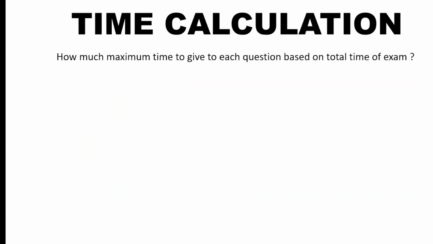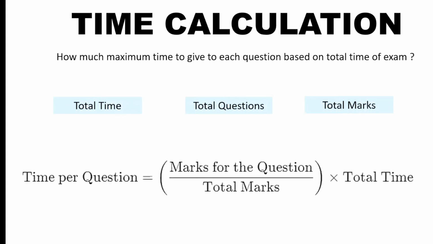Cool. So in this, again, we have to do time calculation before the exam begins. This is our strategy to manage our time. So we are given three variables: total time, total questions, total marks, and we know that time per question is marks of that question upon total marks into total time.